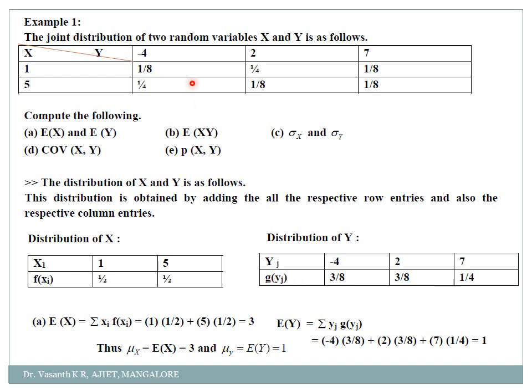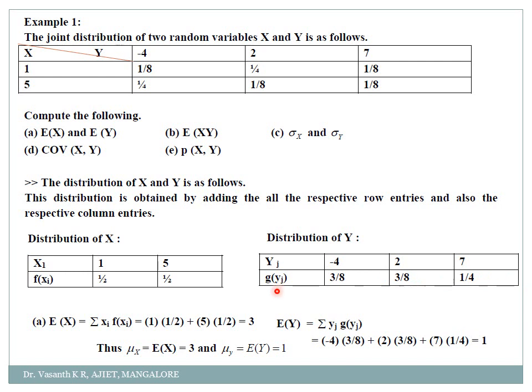So probability of y means probability of -4 is how much? If you add these two, you will get probability of -4. 1 by 8 plus 1 by 4, use calculator, it will give me 3 by 8. Then probability of 2 means how much? 1 by 4 plus 1 by 8, that is 3 by 8. Probability of 7 means how much? 1 by 8 plus 1 by 8, that is 1 by 4. So if you add this together, I will get the total probability as 1.